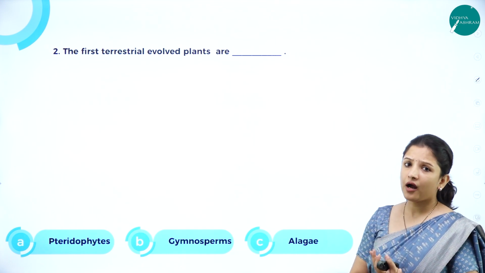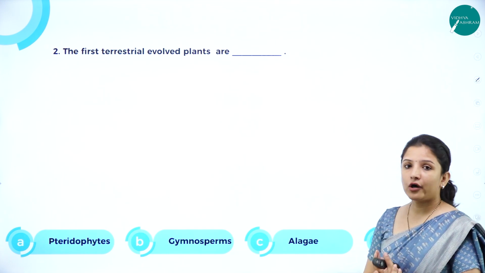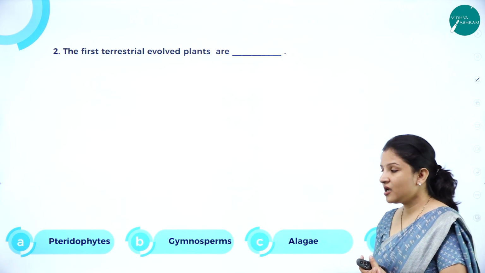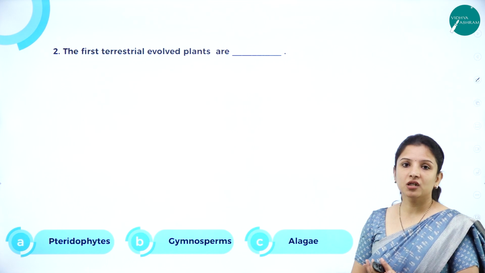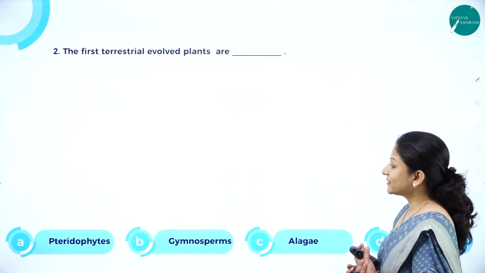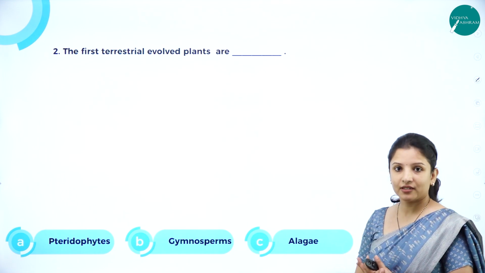Next, the first terrestrial evolved plants are, is it pteridophytes, gymnosperms, algae or bryophytes? No. Algae and bryophytes, we don't call them as terrestrial plants because mostly they are aquatic in nature and they don't have a particular leaf, stem or root. They have thallus, right? But it is pteridophytes are the first terrestrial evolved plants.